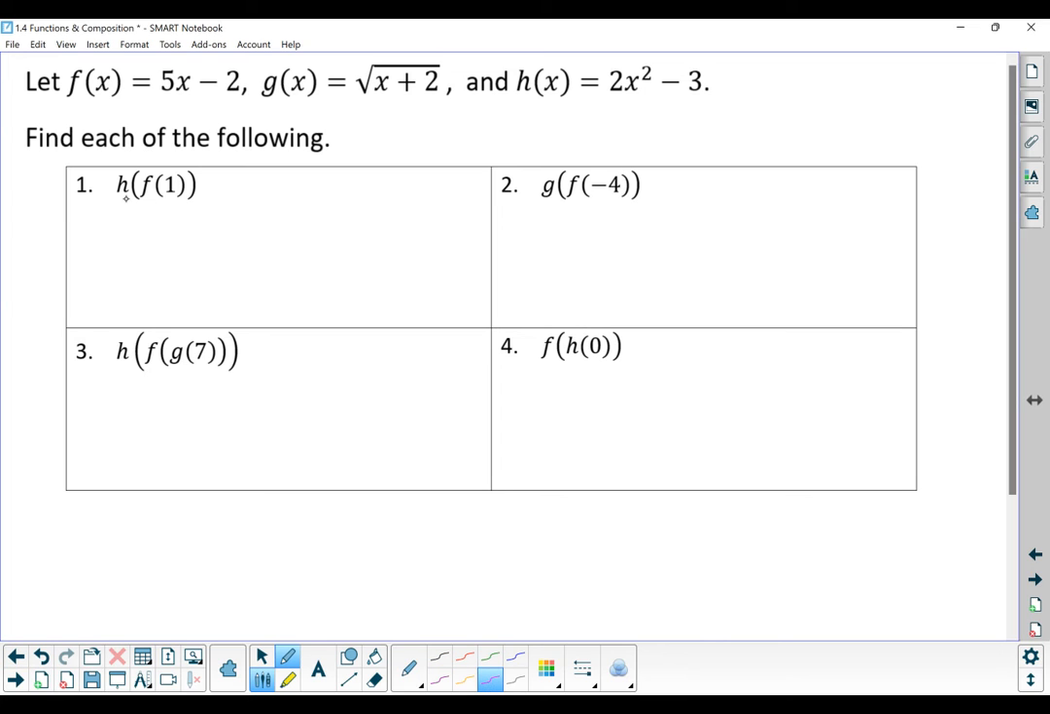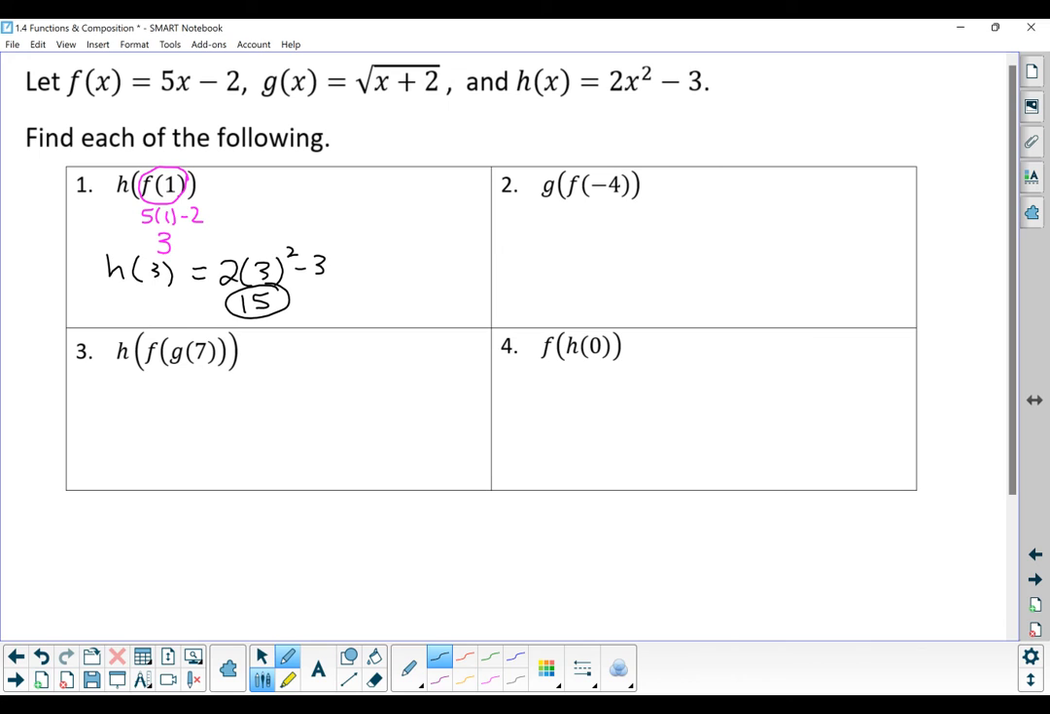So if I want to know h of f of 1, I'm going to think first about f of 1. That's 5 times 1 minus 2, so that's 3. And I'm going to sub that 3 into h. So h of 3 is 2 times 3 squared minus 3. That would give us 18 minus 3, which is 15 as our answer.